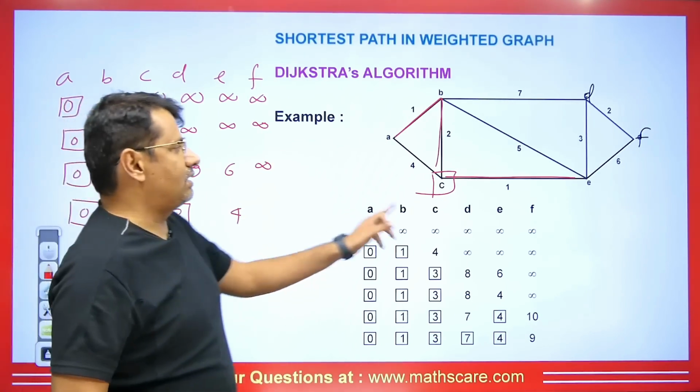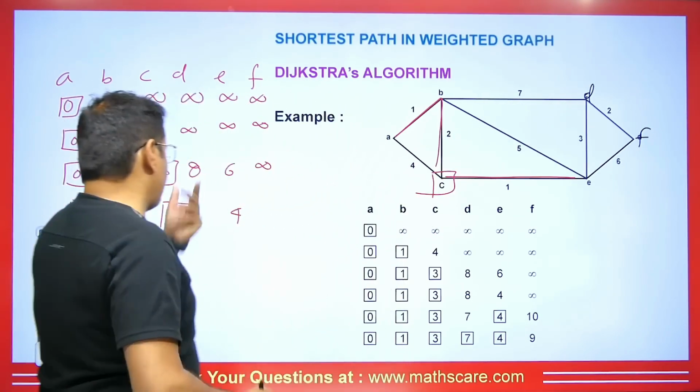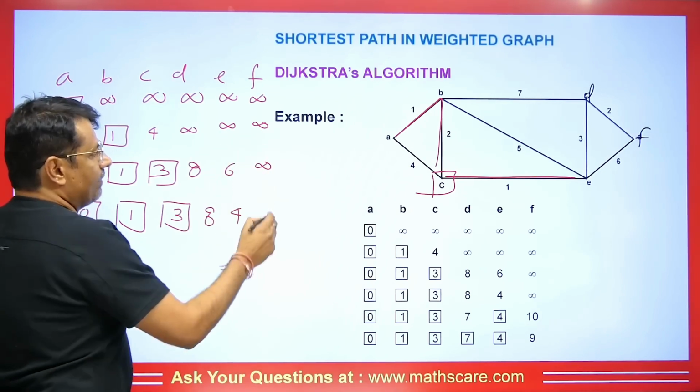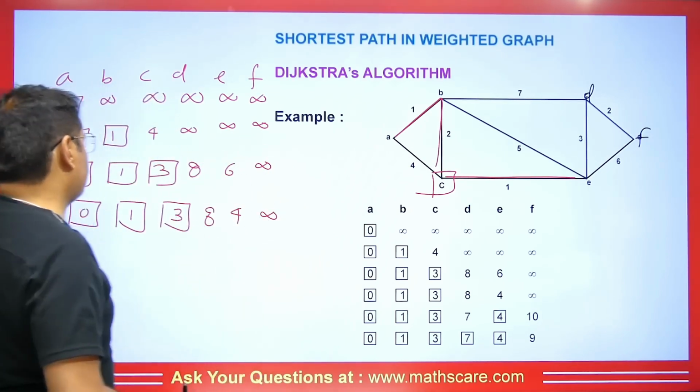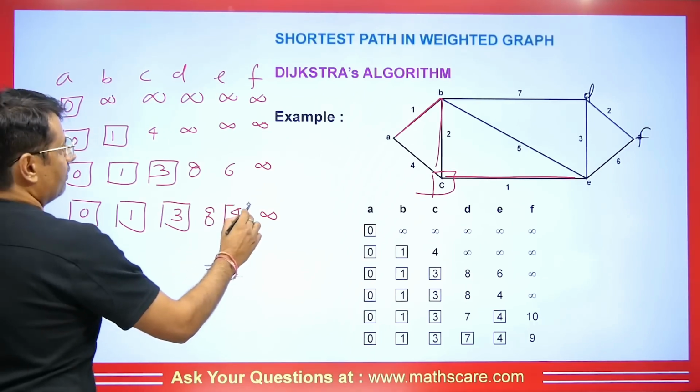Now listen, we don't have any way to go to D. So write down infinity as it is. We have infinity here. Write it as it is. Whatever it is, take it as it is. Okay, now which is minimum? 4. Now this is fixed.